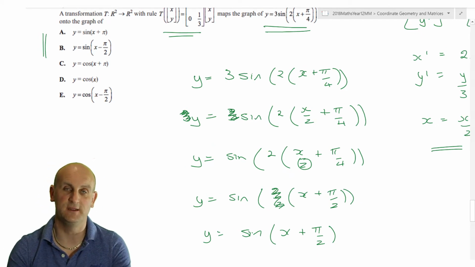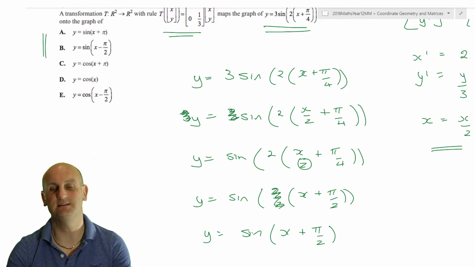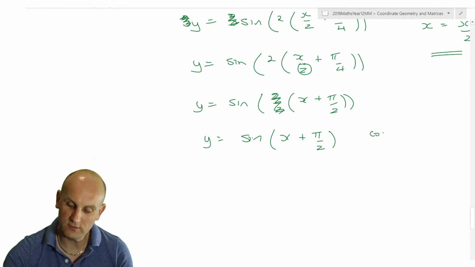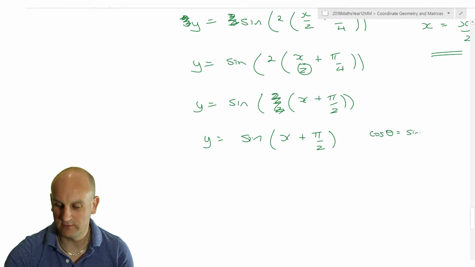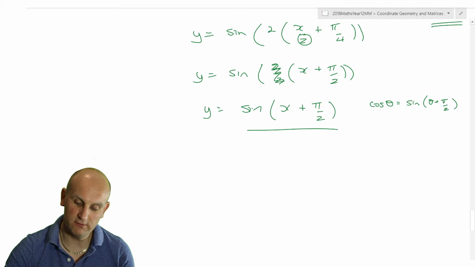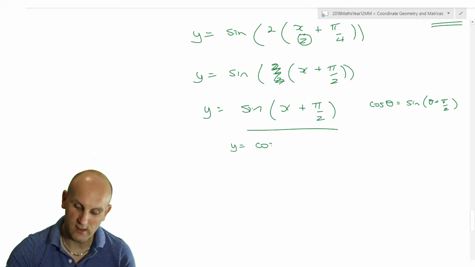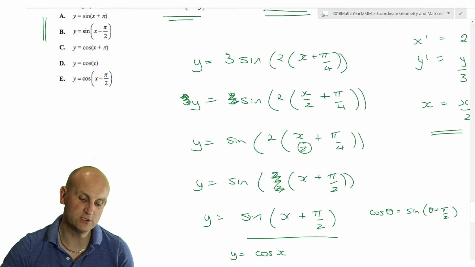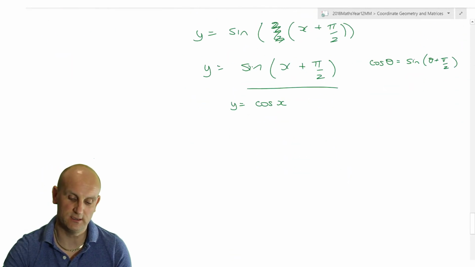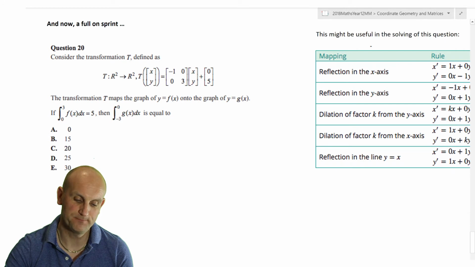Now, either I've made a mistake or they're trying to trick me. And as it turns out, they are absolutely trying to trick me, because I know that the cosine of theta is equal to the sine of theta plus pi on 2. And that's exactly what we've got here. So that can actually be rewritten as y equals cosine x, which just so happens to give me D as my answer. See how this did? That didn't just deal with transformations, it dealt with transformations and circular functions. Let's have a look at the next question.